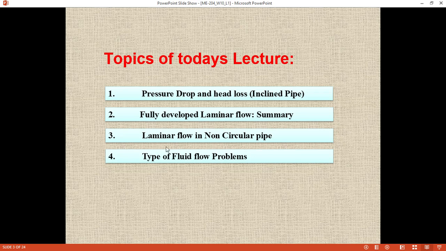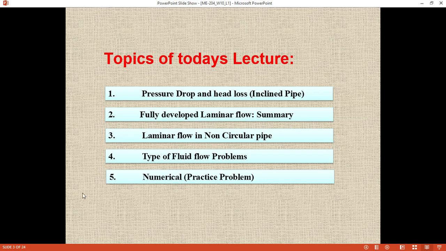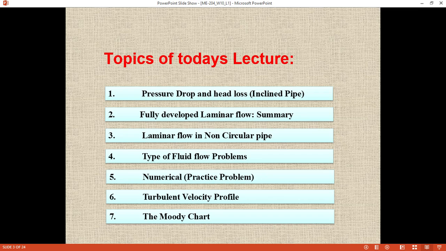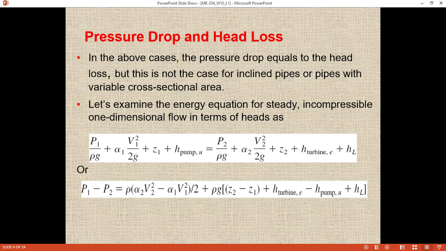And the types of fluid flow problems, and we will see the fluid flow problem for this particular case, for the fully developed laminar flow in the pipe. And the practice problem we will perform. We will see the difference between the turbulent velocity profile and the laminar velocity profile, and also we will discuss the Moody chart, its importance and the requirement of the Moody chart. So let's start the topic today.